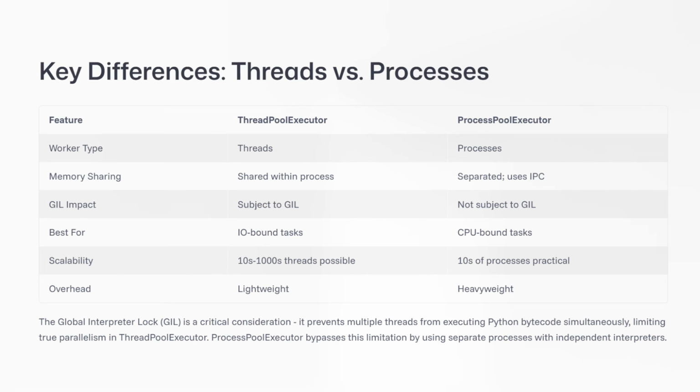The global interpreter lock is a critical consideration, as it prevents multiple threads from executing Python bytecode simultaneously, limiting true parallelism. In the ThreadPoolExecutor, this applies, whereas the ProcessPoolExecutor bypasses this limitation by using separate processes with independent interpreters.